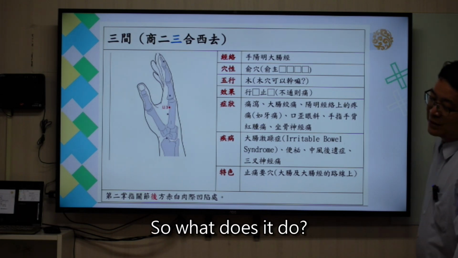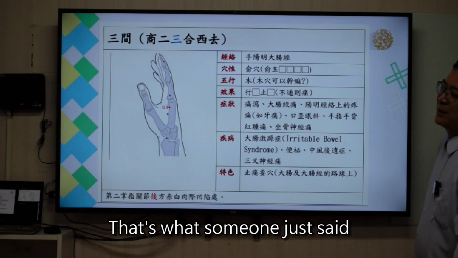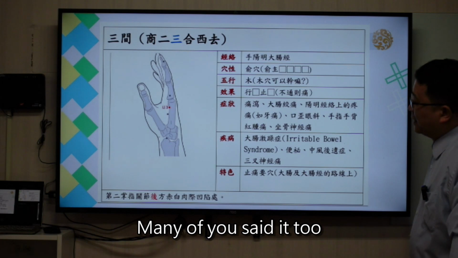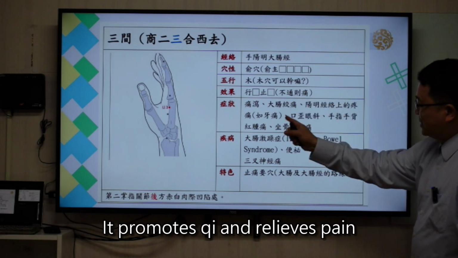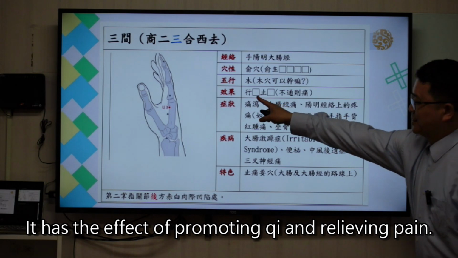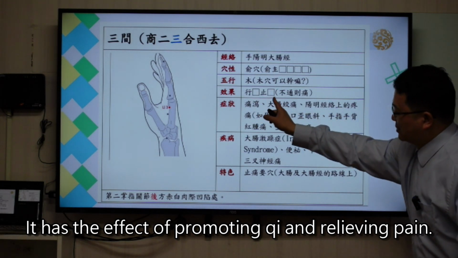So what does it do? That's what someone just said. Many of you said it too. I put it all here. If there is a blockage, it promotes qi and relieves pain. It has the effect of promoting qi and relieving pain.